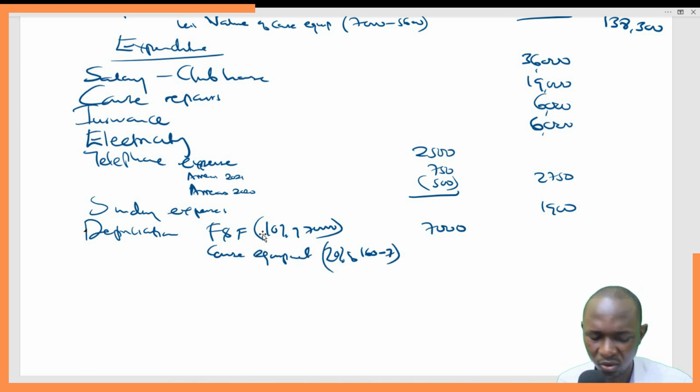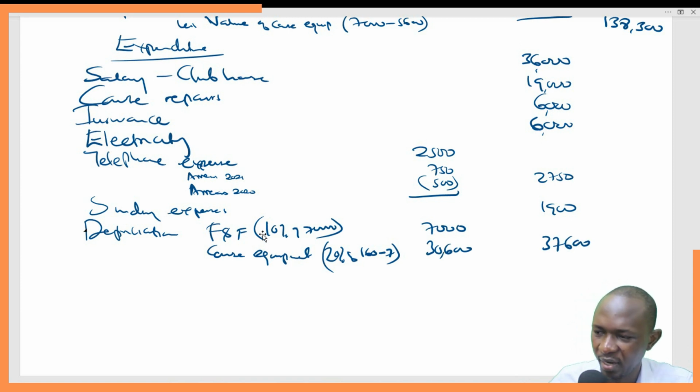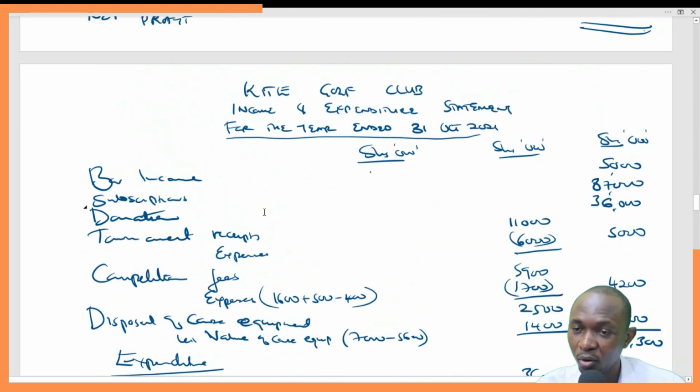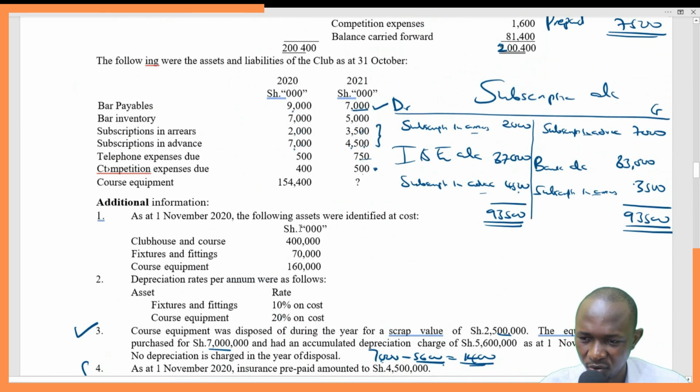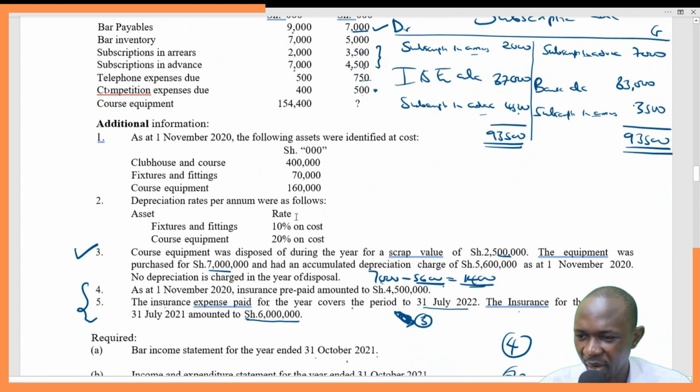This is 20% of 153,000. 0.2 times 153,000 gives us 30,600. So this will give us that 7,600. Good, so we are done with that. Remember, you work with the cost, you don't work with the depreciated value. So we are not interested in the depreciated value, but we have deducted 7,000 because this asset is no more. So the new cost of course equipment is 153,000.